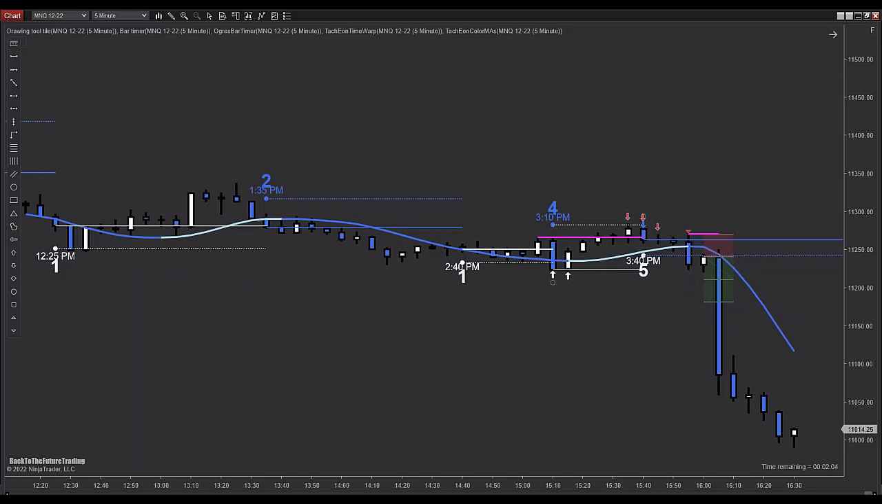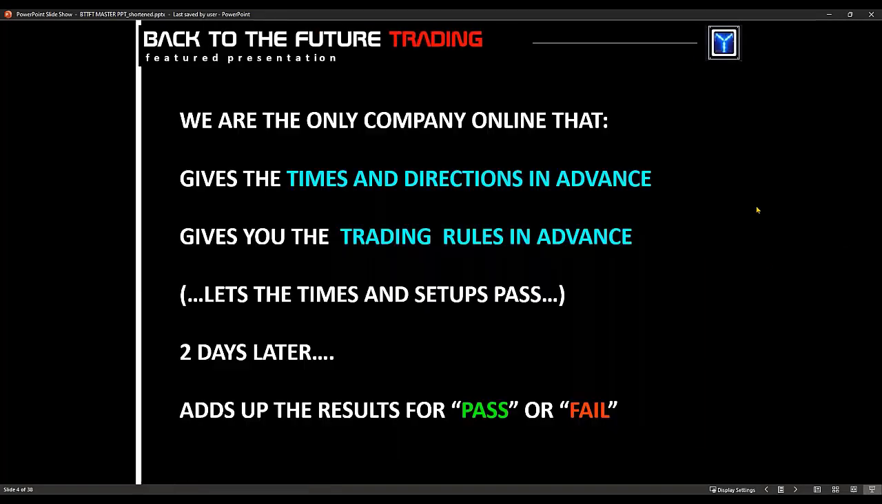All right. So yeah, Back to the Future, as far as I know, is the only company online that gives the times and directions of the trades in advance, gives you the trading rules in advance, lets the time pass, and 2 days later, we add up the results for pass or fail. So that's what we're going to do here in a second. This is also for anybody who's not a customer who might watch this later on YouTube.